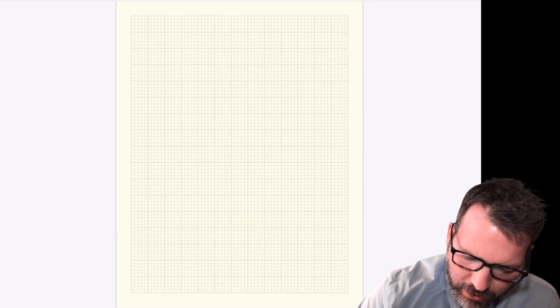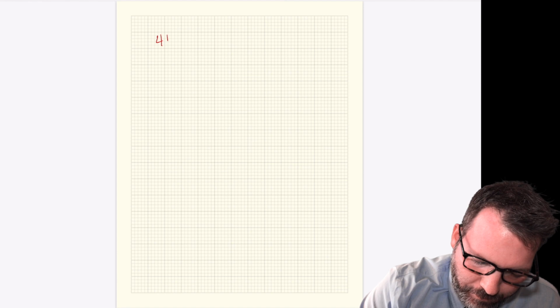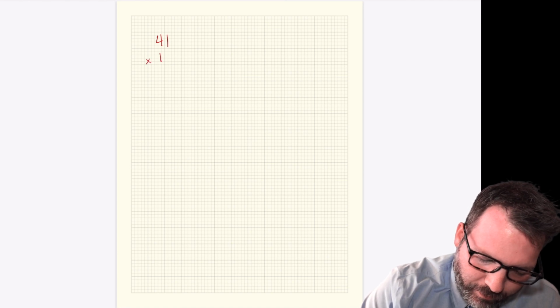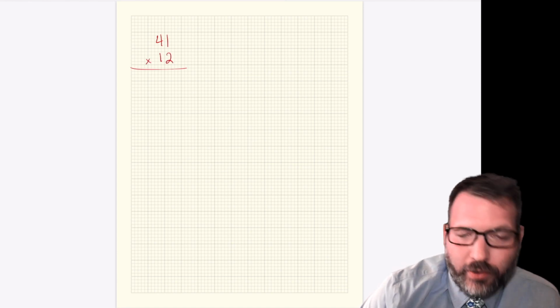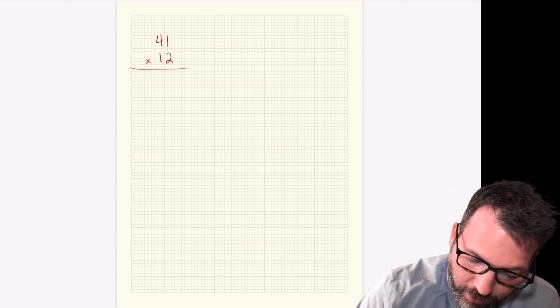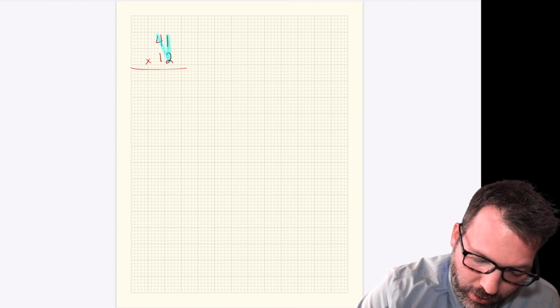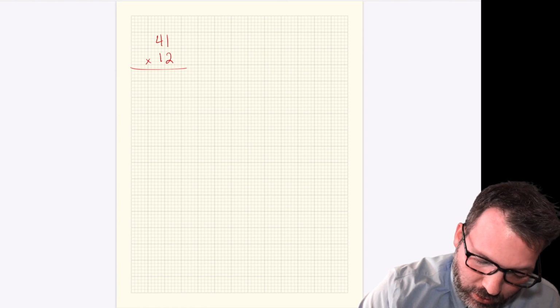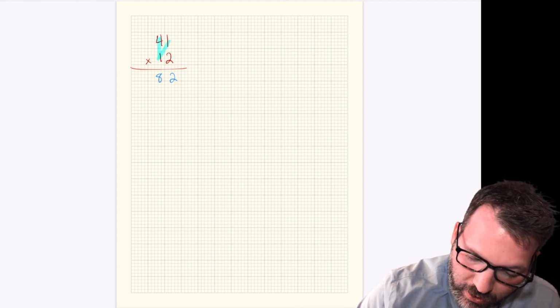Again, this is a lot from my memory as a kid and my experience on social media as a math teacher. I mean, consider an example like 41 times 12. If we were going to do this with what we call the standard algorithm or the stacking algorithm, it would look like this, right? First, we would multiply the 2 times the 1 and the 2 times the 4, and so that would give us 2. Obviously, 2 times 1 is 2, 2 times 4 is 8. And then we want to multiply the 1 times the 1 and the 1 times the 4.